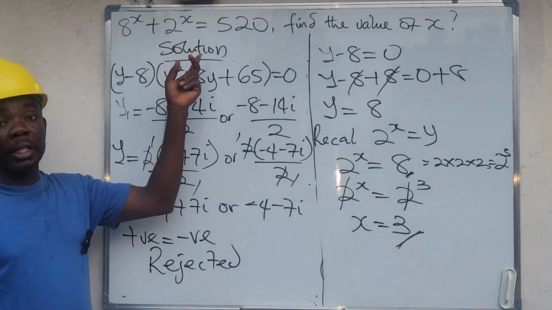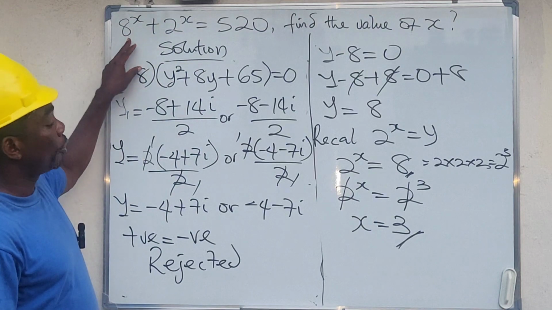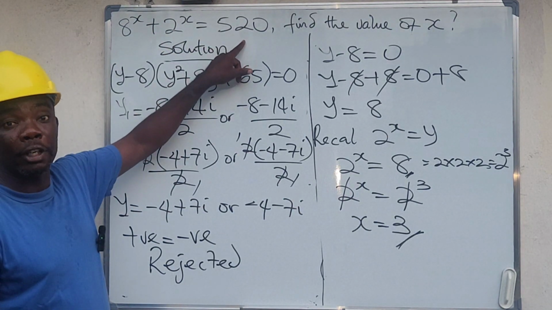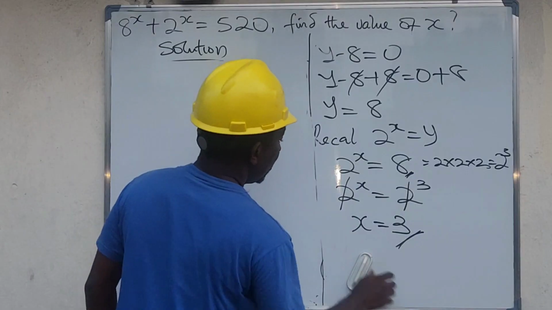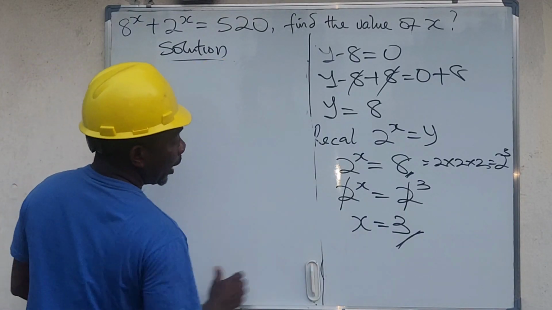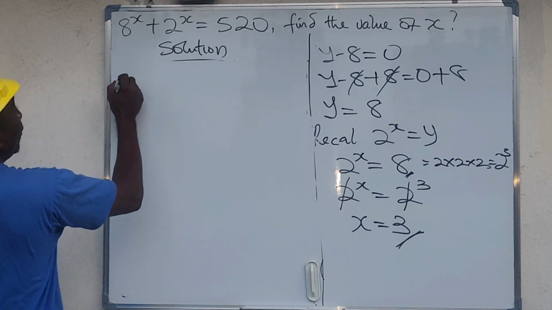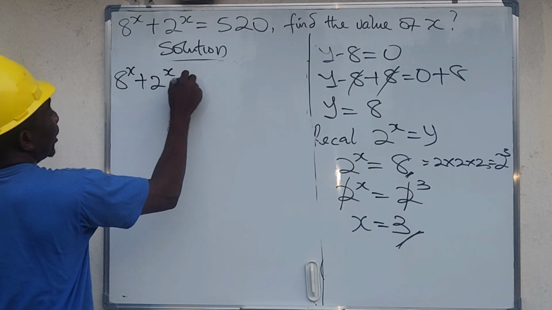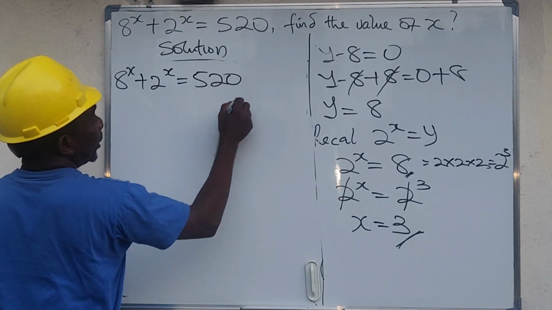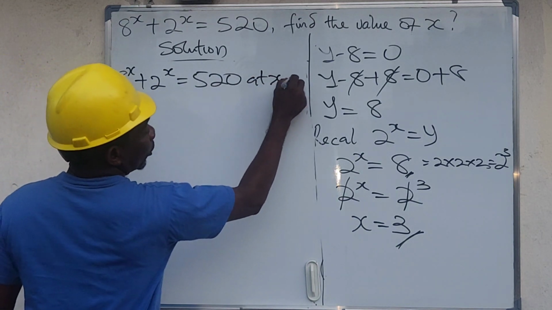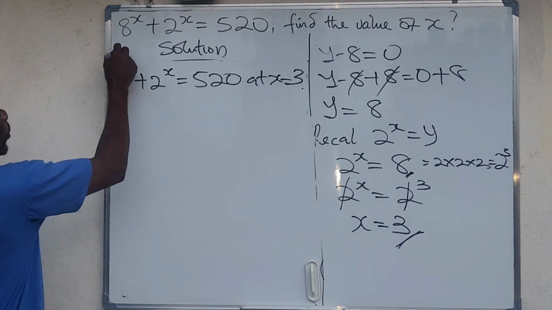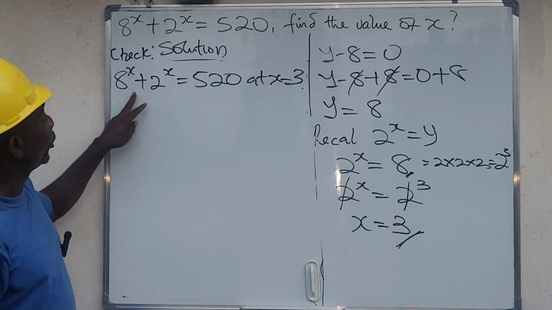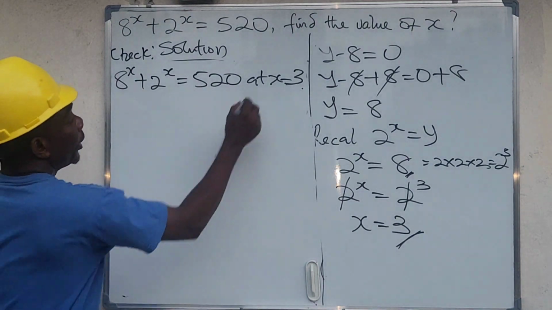And we can do a little check. Let us see whether, if we substitute 3 where we have x here, we would have 520. So let's do that. We clean this. As we said, we have 8 raised to the power of x plus 2 raised to the power of x equals 520 at x equals 3. That is what we want to do. Check the solution at x equals 3.